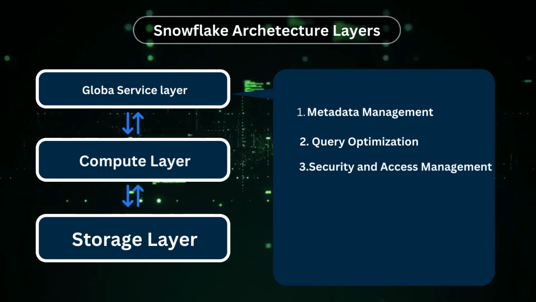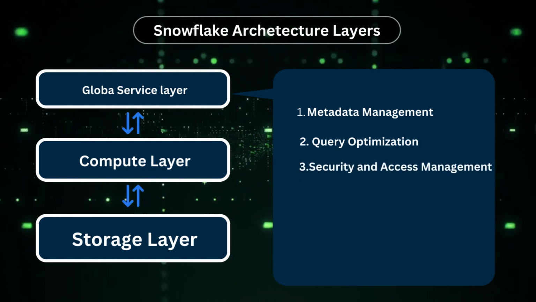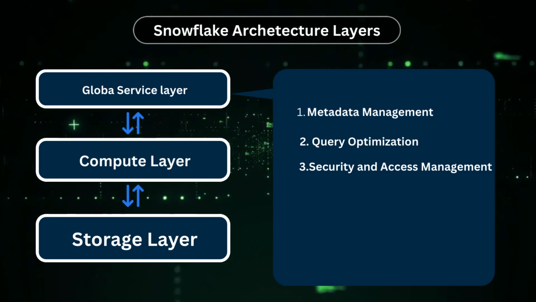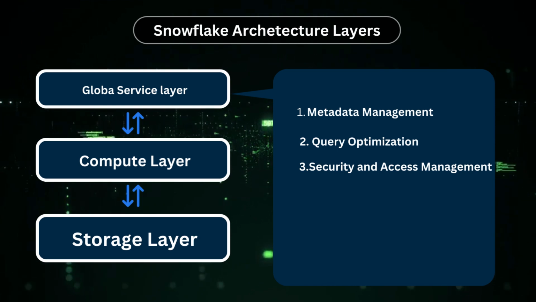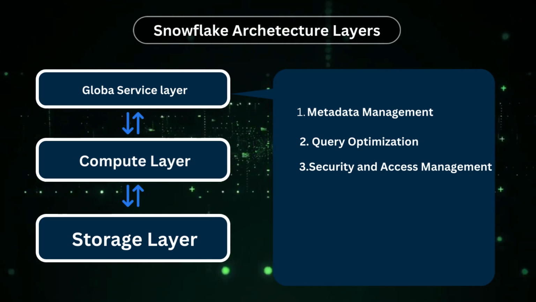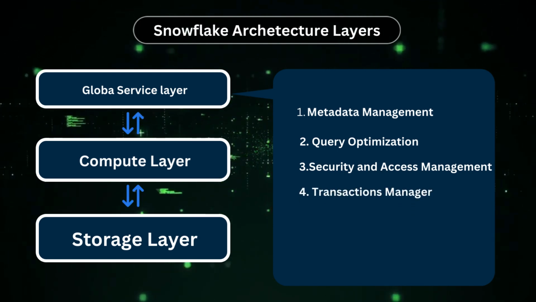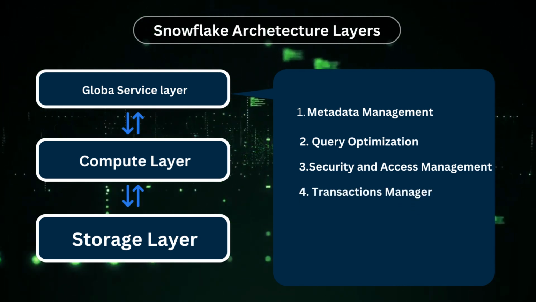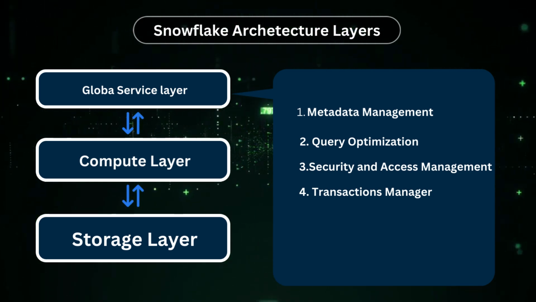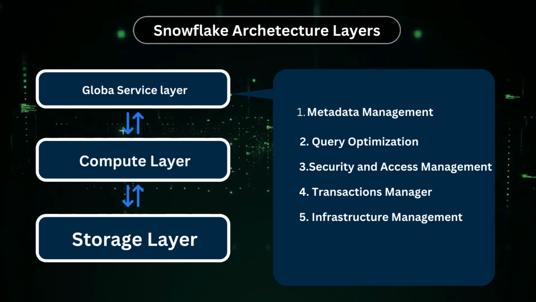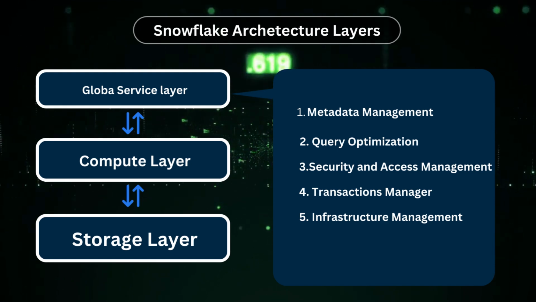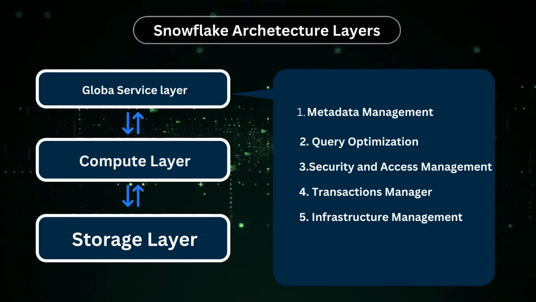3. Security and access management. It provides authentication, access controls, and data governance mechanisms to ensure data security and compliance. 4. Transaction management. The services layer manages transactions to maintain data integrity and consistency. 5. Infrastructure management. It handles the underlying infrastructure, including resource allocation, fault tolerance, and monitoring, to ensure the smooth operation of Snowflake.